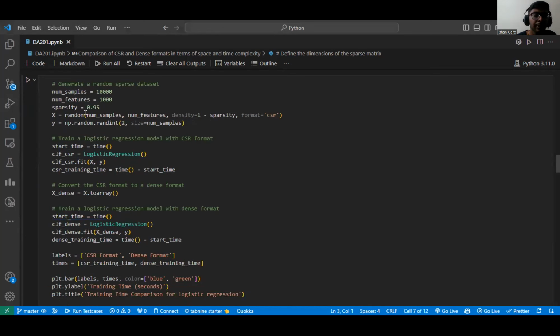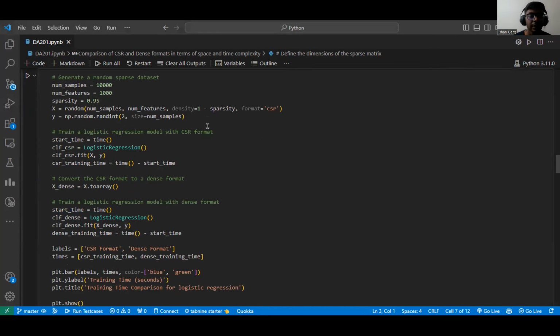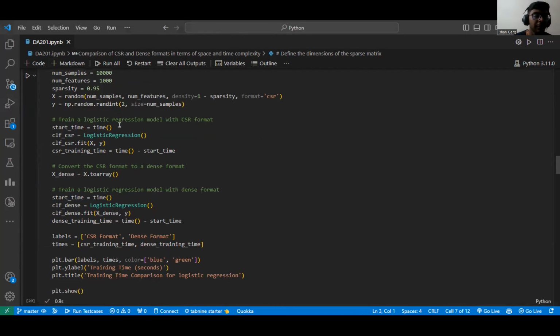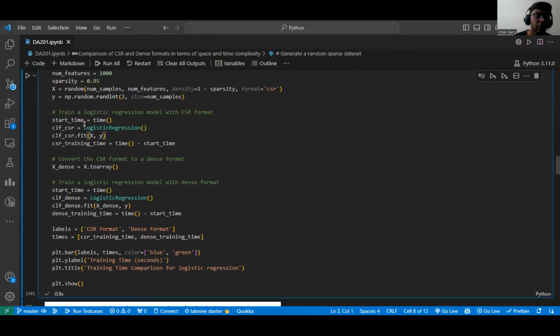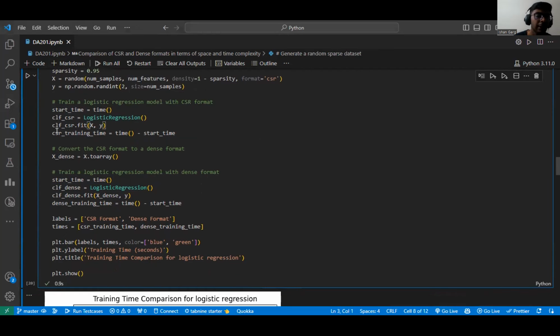So X is equal to random. We are making a random sample, and y is also random. y will be our target vector. For the start time, we are using the time library. We are fitting the logistic regression model, and we are getting the training time using the current time. This gives us the current time minus the start time, which we have stored.